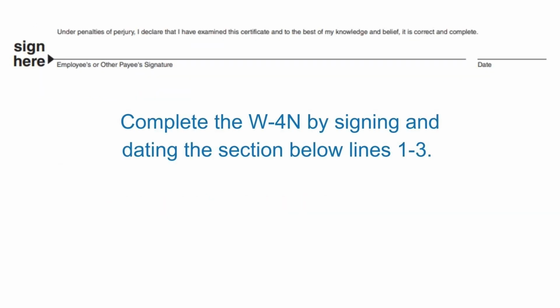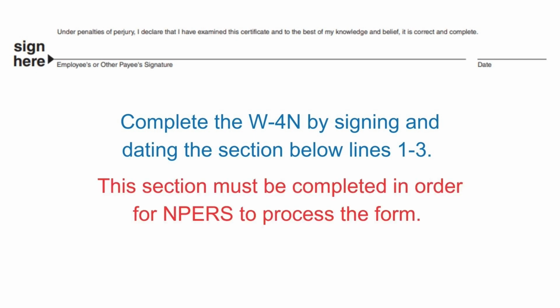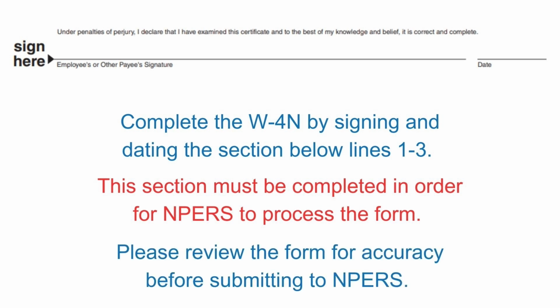You may then move on to signing and dating the form. Complete the W4N by signing and dating the section below lines 1 through 3. This section must be completed in order for NPERS to process the form, regardless of whether you are using it to withhold additional taxes or claim exemption. Please review the form for accuracy before submitting to NPERS.